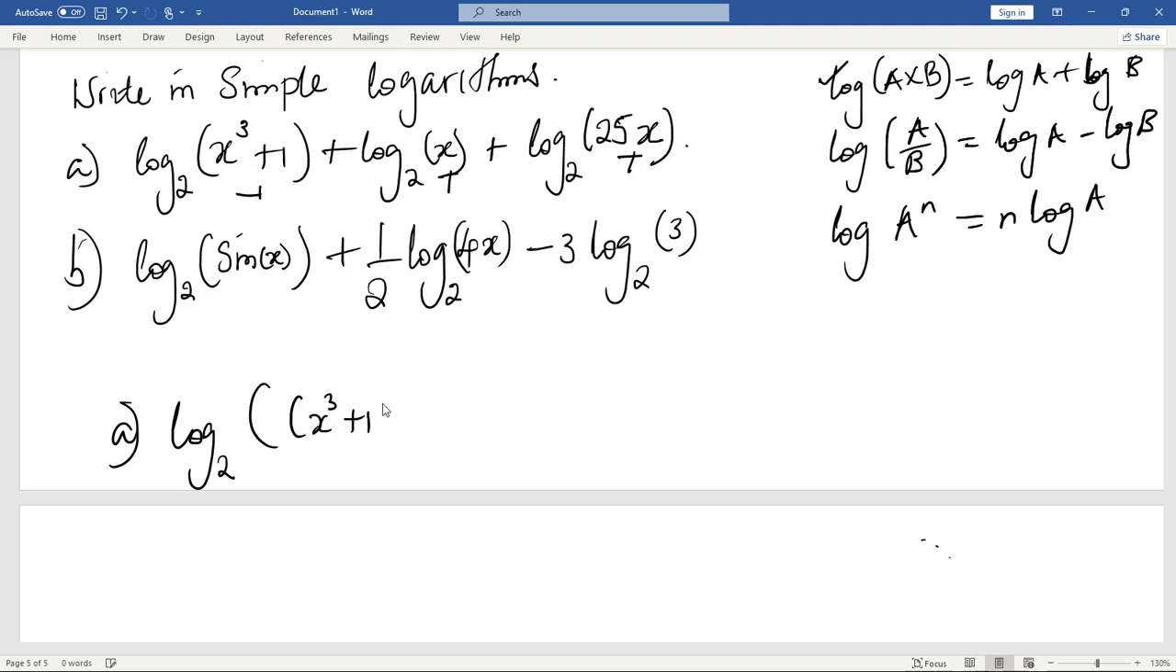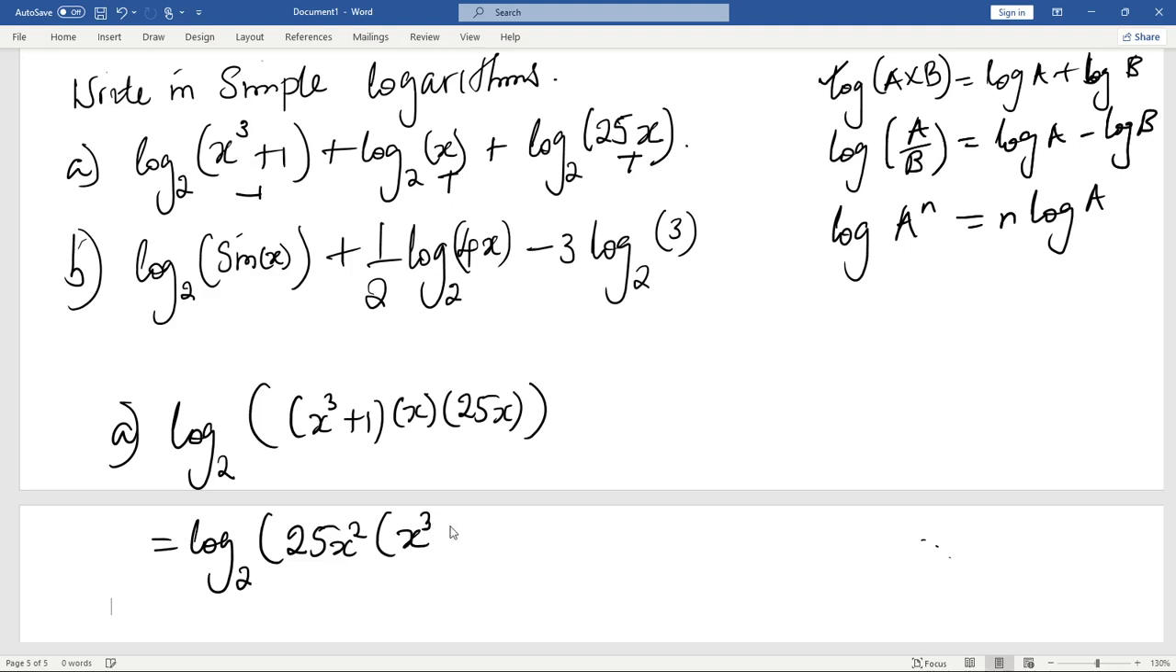So here we're going to have x to the power 3 plus 1 multiplied by x multiplied by 25x. As a single log, we have log base 2 of, if you multiply x by 25x, we're going to get 25x squared. So we have 25x squared, open brackets, then x to the power 3 plus 1. So we've written the first one in the form of a simple log.